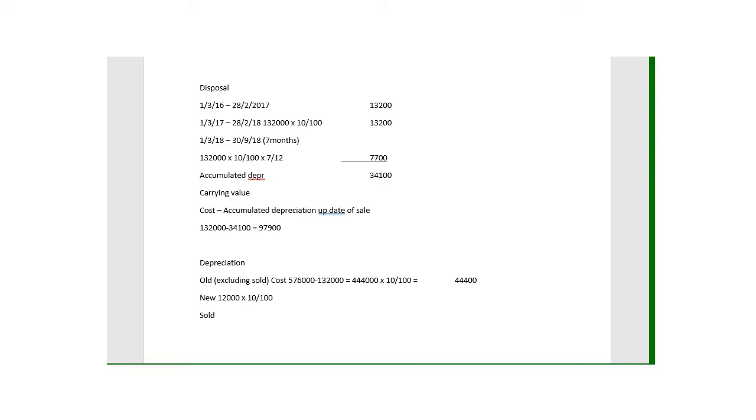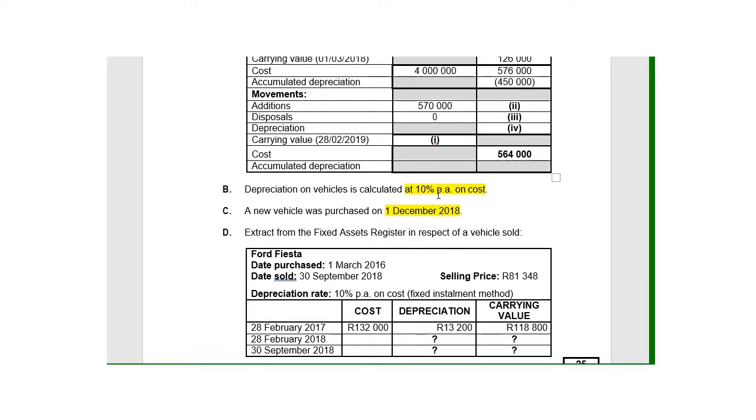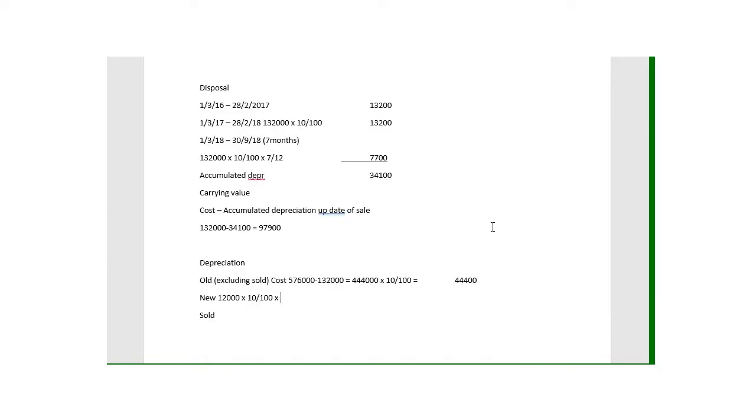But with new, there will always be months involved. So I must go and look at when I actually bought this item. And it was purchased on the 1st of December. So for how many months did I have it? I had it from the 1st of December till the end of February 2019. So I had it for the whole of December, January, and February, 3 months. So I must multiply it by 3 divided by 12. Now if I do that, it will give me 3,000 Rand.